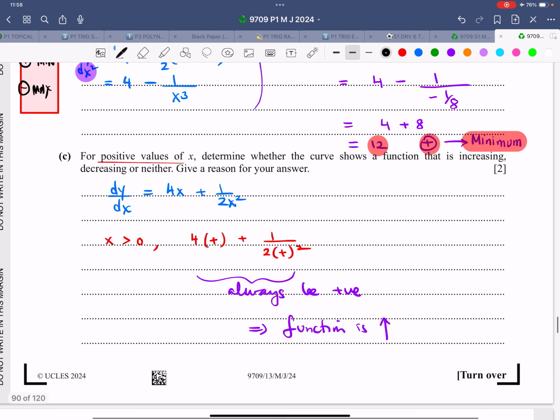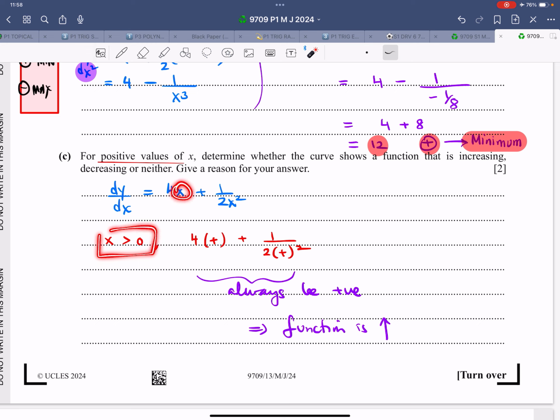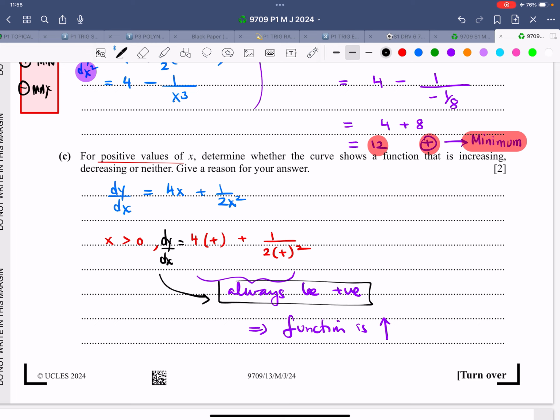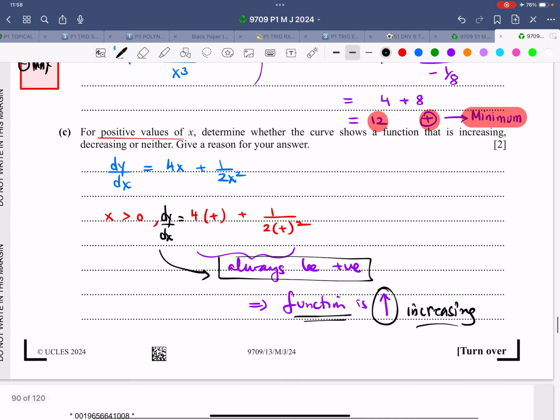And then it says for positive values of x, determine whether your curve shows a function that is increasing, decreasing, or neither. Give a reason for your answer for 2 marks. So this is dy by dx. If x is positive, square of positive is positive. That means this dy by dx will always be positive. If the gradient is always positive, that means the function is always increasing. Now I have drawn in a hurry arrow pointing up. You shouldn't do that. You should write the word as it is.